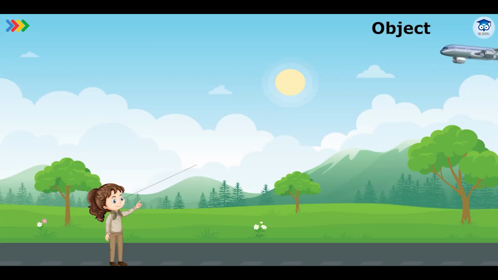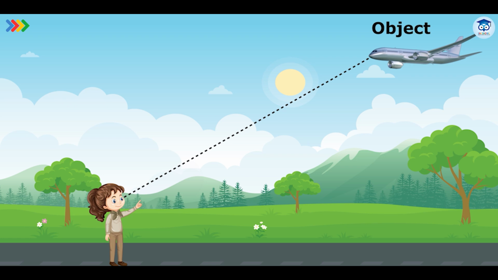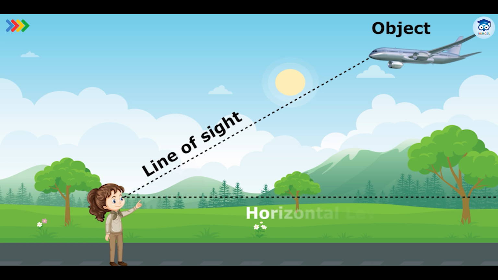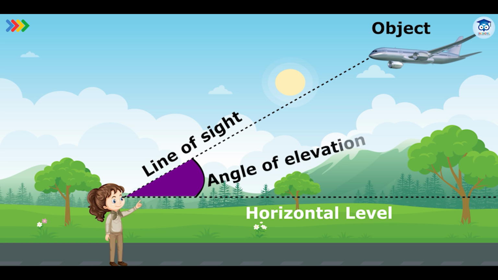See here, suppose I am looking up, so the line of sight is this, the distance between the object and the eye. And this becomes the horizontal level, parallel to the ground. This angle is known as the angle of elevation. Elevation happens when we look up. Now, if you look down, then it becomes the angle of depression.